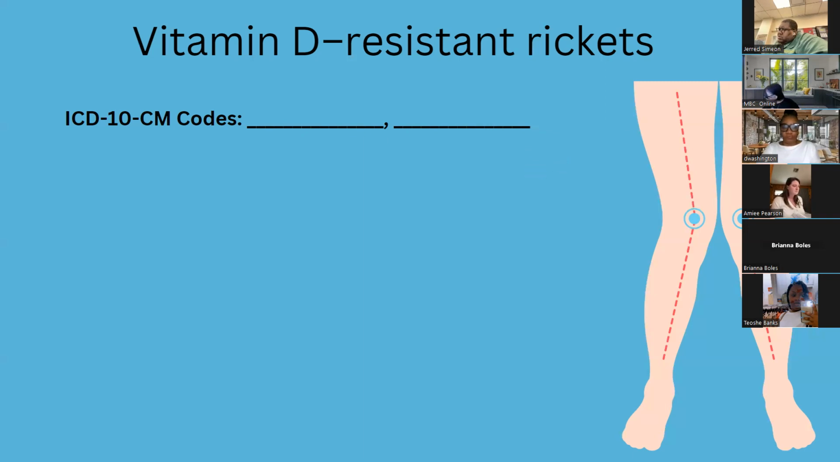So the answer for rickets vitamin D resistant is E83.31 and M90.80.